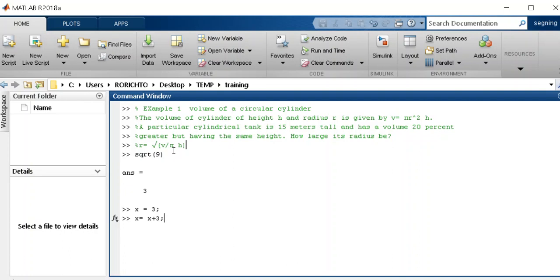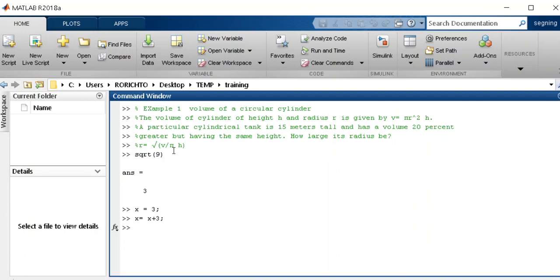Well, first we assign the value to the variables r and h, representing the radius and the height. Then we compute the volume of the original cylinder and increase the volume by 20%. Finally, we will solve for the required radius. For this problem, we will use pi to 4 decimal places.